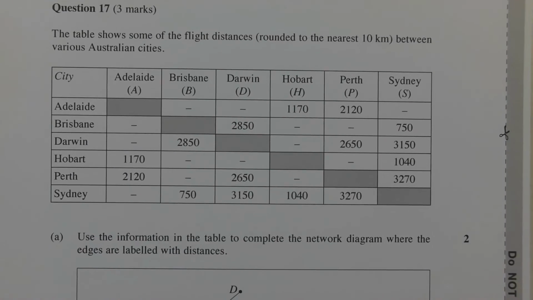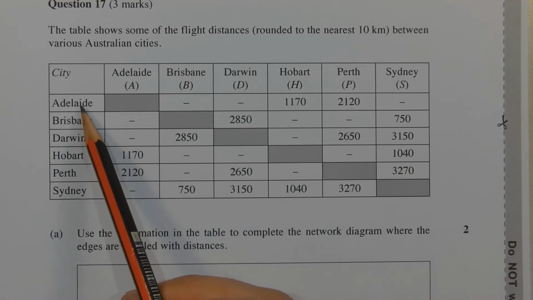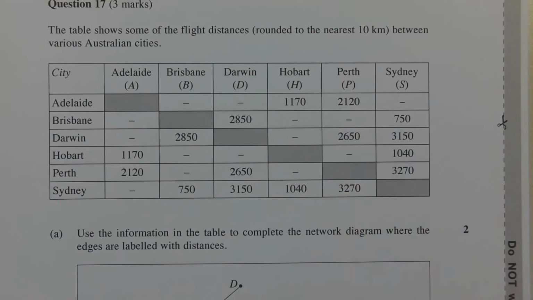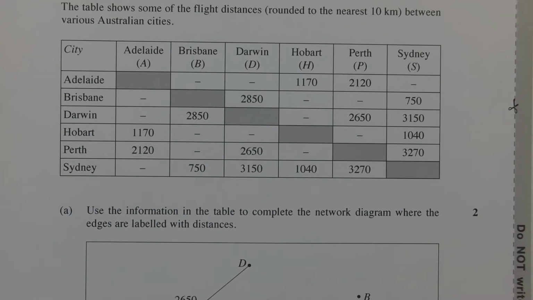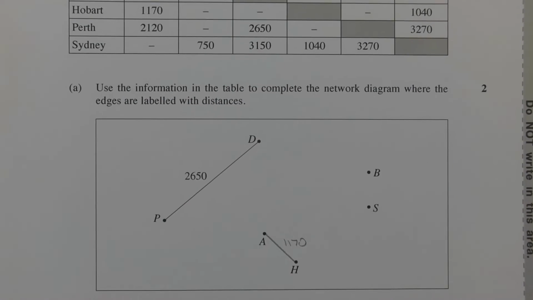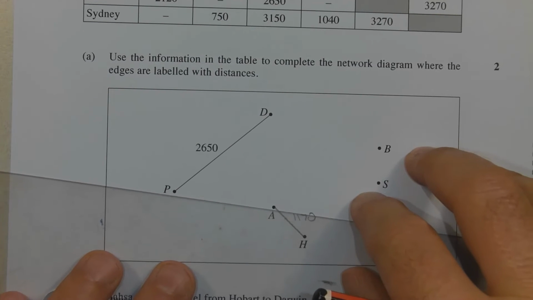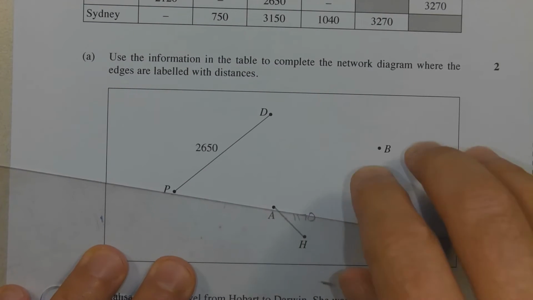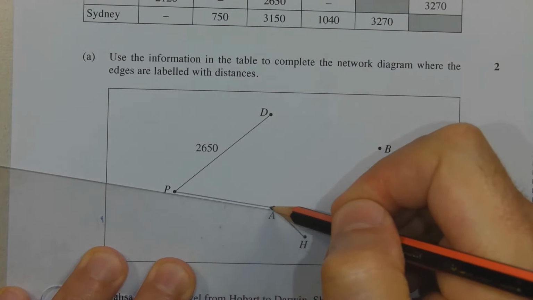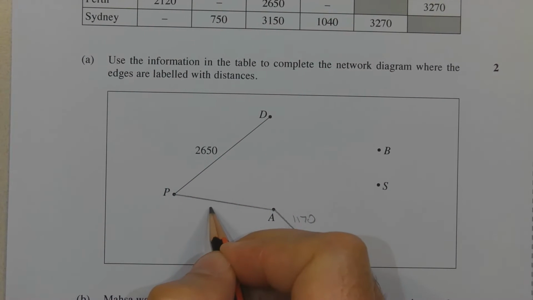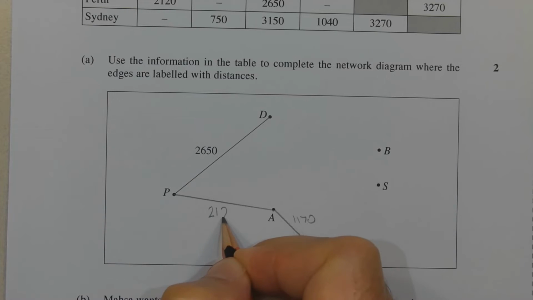Go back to the table. We have a connection between Adelaide and Perth, and the distance is 2120 kilometres. So I'm going to locate A and P and join those two together with an edge. And write the distance next to that edge, so 2120.